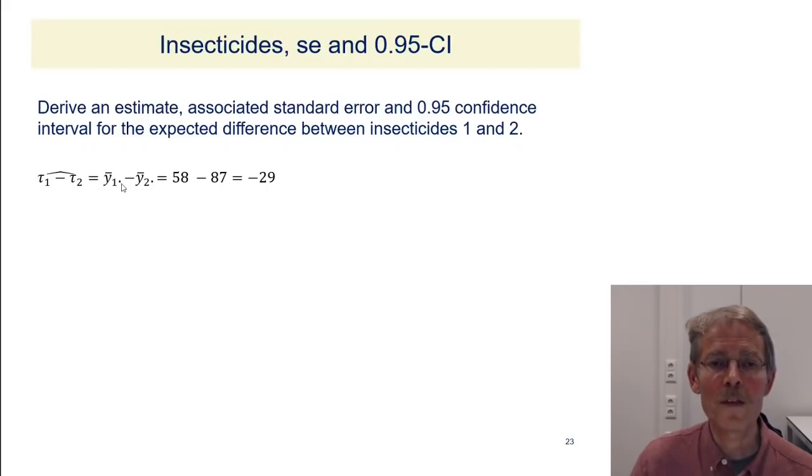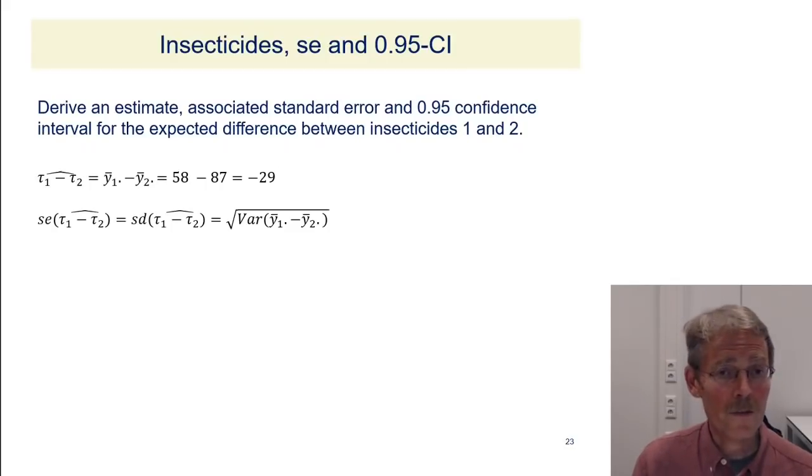Remember, the dot means that you sum over index j, in this case over blocks. The bar means that you take the mean. So this is the mean for treatment 1 and this is the mean for treatment 2, insecticides 1 and 2. These were the means, this is the estimate. So that's not too hard actually. Next, standard error, that's harder. We need the standard error of the estimator.